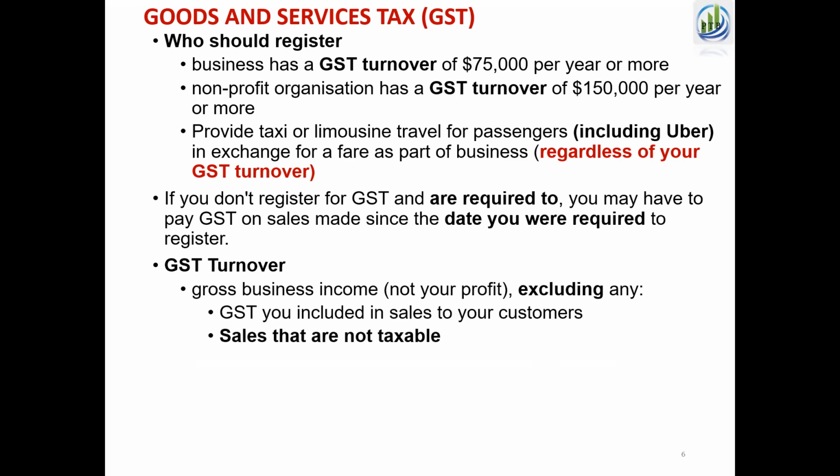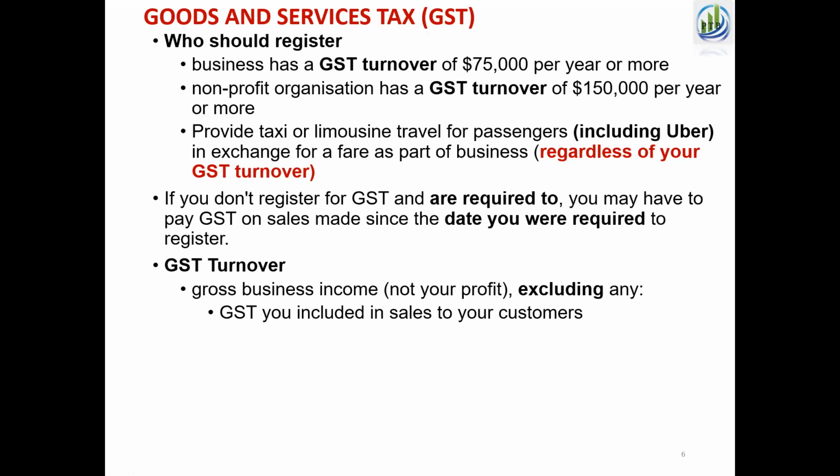Excluding the following items: GST, you want to take it out from your total sales. Anything not subject to GST, you want to take it out. Now, for example, your normal sales are $77,000. So how much is that GST turnover? Take out the GST component from 77, take out $7,000. So $70,000 is your GST turnover. Therefore, you no need to register for GST.